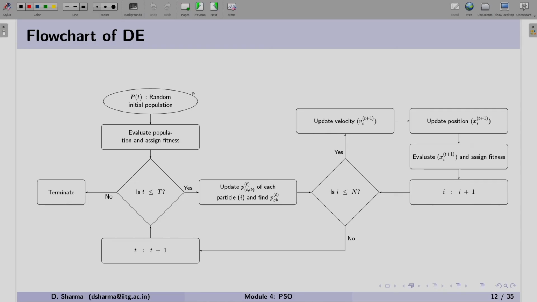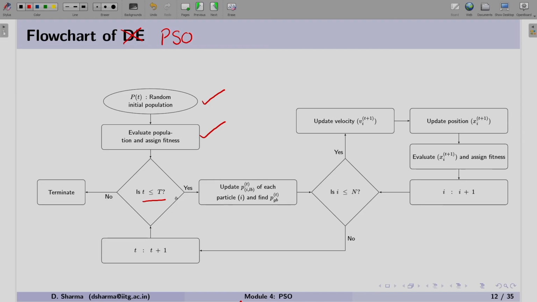Now, let us understand the PSO algorithm. We will first understand it through the flow chart. So this is the flow chart of PSO. We start with the random initial population and then we evaluate it. These two steps are the same as what we know from the genetic algorithm, or we can say the generalized framework. Then we enter into the decision box based on the number of generations.